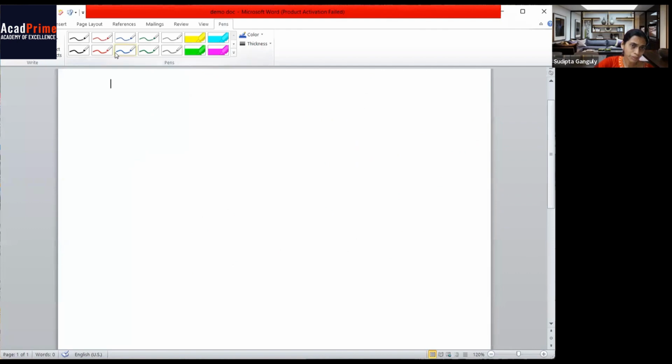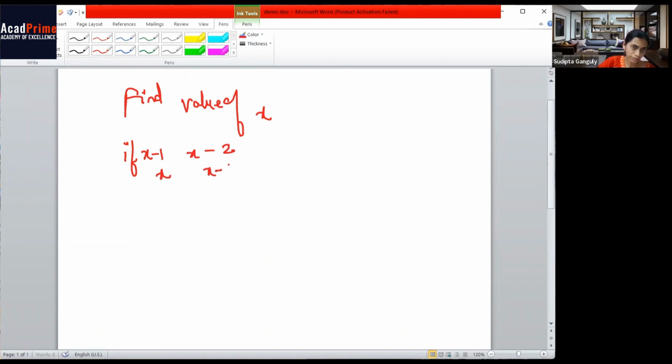I'm writing one more problem here. I hope you can see the board very well. The question says you have to find the value of x. The determinant given to us is x minus 1, then x minus 2, then here you have x and here you have x minus 3. This is given to us as 0, but we don't know x. They are asking us to find the value of x.